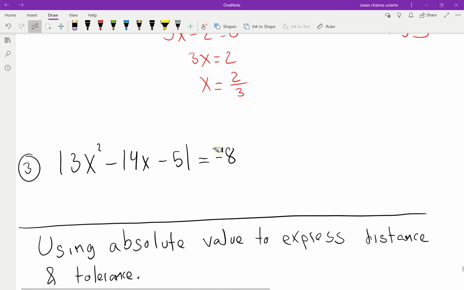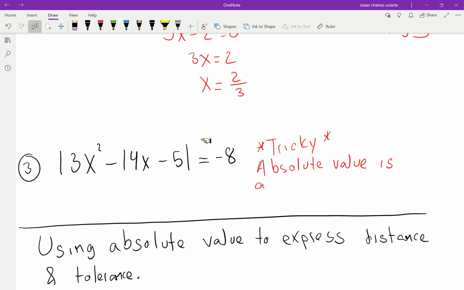So this equation, I would say, is kind of tricky. This is sort of a trick question. What I can say here is that the absolute value is always positive. So we're going to say that there is no solution. No solution, or another way to express no solution would be to say it's the empty set. It's the set that contains nothing.